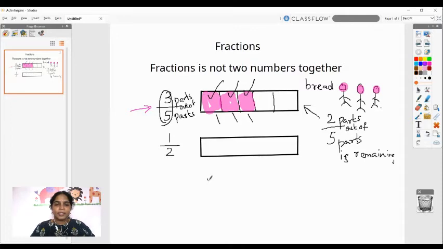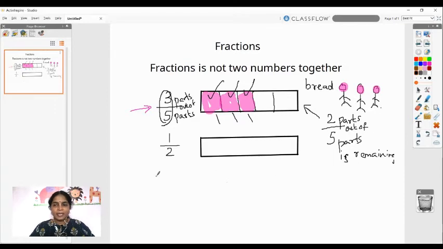So, why I am telling this is, when children encounter something like 3 by 5 plus 1 by 2, sometimes they think 3 plus 1 is 4 and 5 plus 2 is 7. But when 3 comes along with the 5 with a line there, it is no more a separate number for which you can do 3 plus 1 is 4. 3 by 5 has a totally different meaning. It is not just the number 3, it is 3 parts out of 5 parts.